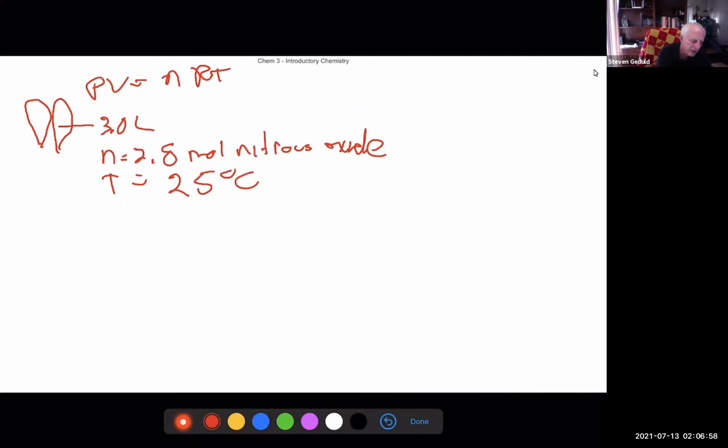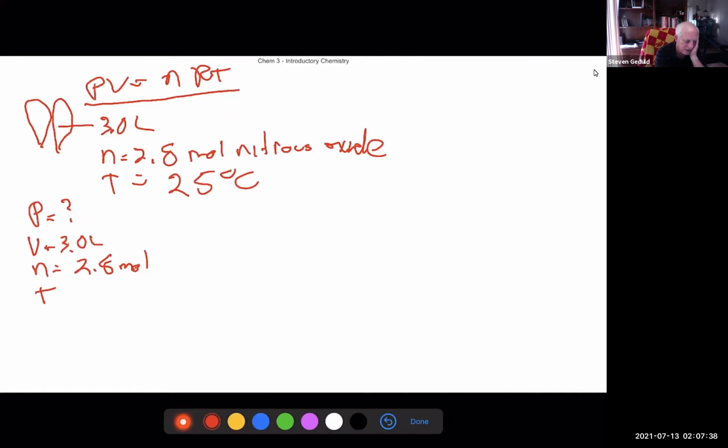Now you're given a set of conditions. Nothing's changing. You're not changing temperature, volume, number of moles, or pressure. So there's no P1 V1 equals P2 V2. You don't use that because there's no change. If there's no change, you use PV equals nRT. We're looking for pressure. The volume of each balloon is 3.0 liters. n is equal to 2.8 moles.